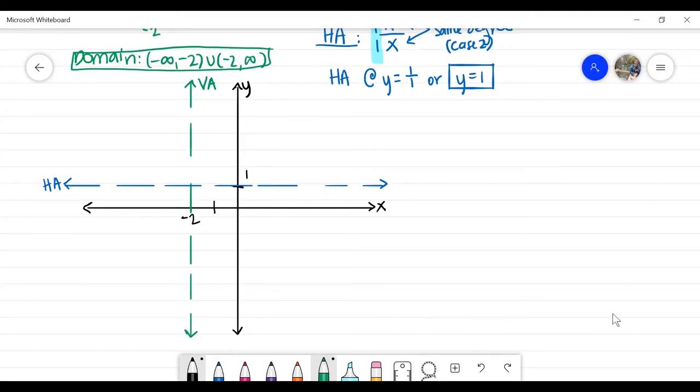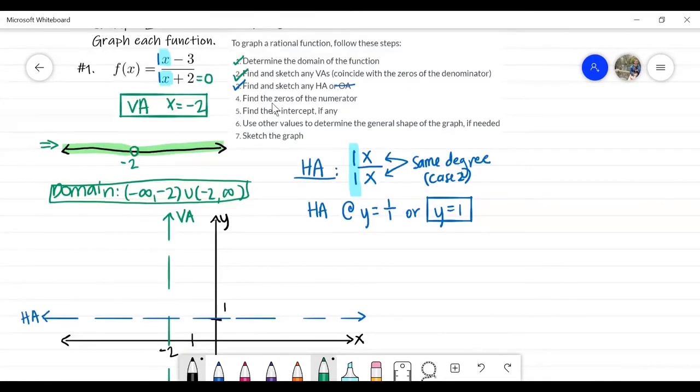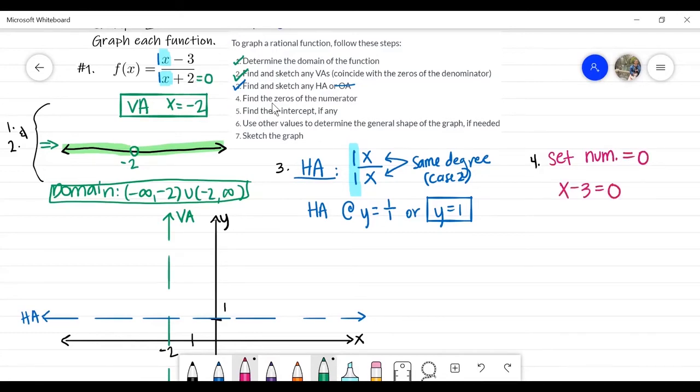So we've gone through the first couple steps up here. This was step 1 and 2. This was step 3. Now if we move to step 4, we're looking for the zeros of the numerator. To do this, you set the numerator equal to 0. For us, that's x minus 3 is equal to 0, which translates to x is equal to 3. This is the zero, or the root, also known as the x-intercept.